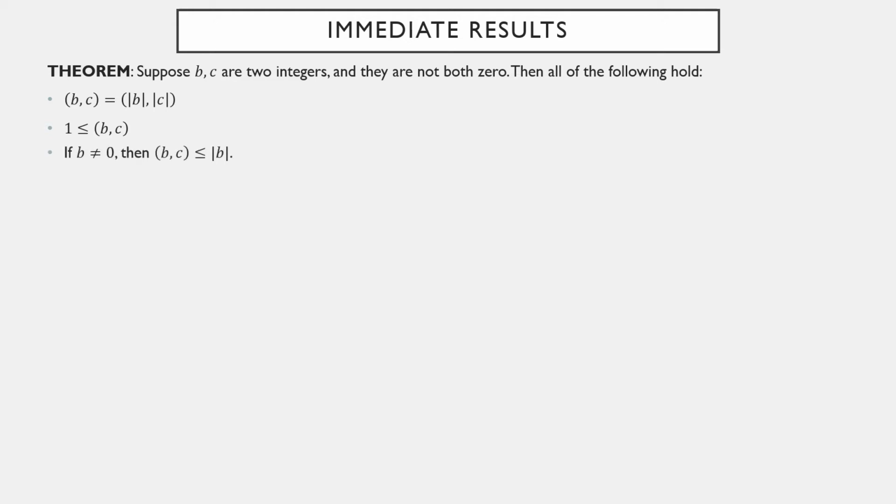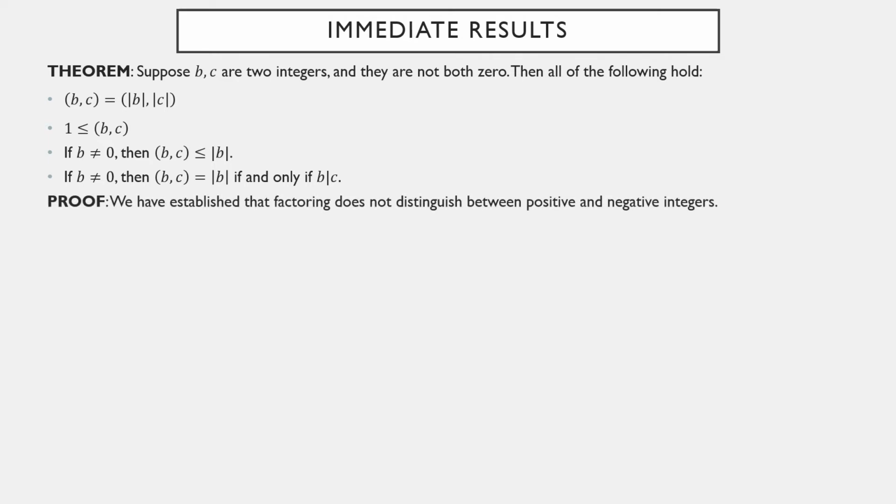If b is not 0, then the greatest common factor is not any larger than the absolute value of b. If b isn't 0, then the greatest common factor is actually equal to the absolute value of b if and only if b is a factor of that other number c. So there's 4 things to prove here, and let's work through it.